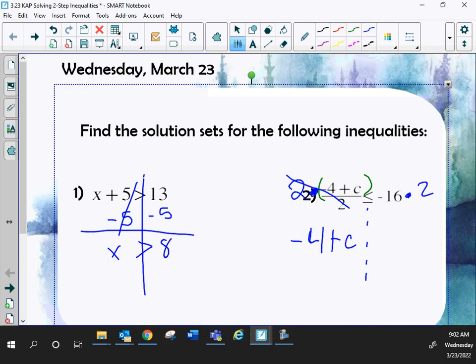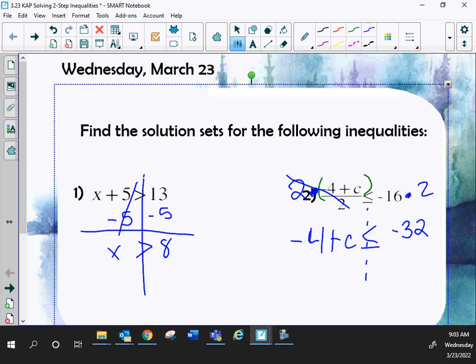Why? Because you only flip it when you're multiplying by a negative number. Yes, the -16 is a negative number, but I'm multiplying by 2, so I keep the sign. I just bring it down. Okay, on this right side, I get what, Damon? What do I get on this side? Very good. Awesome. -32.